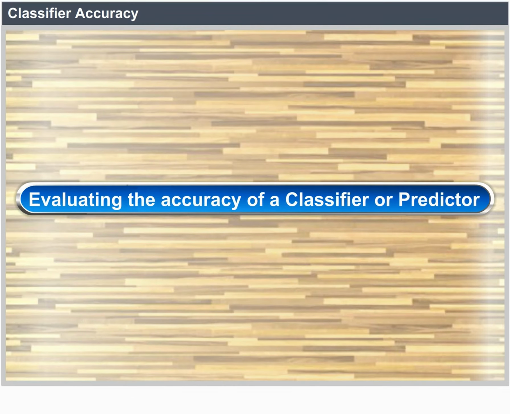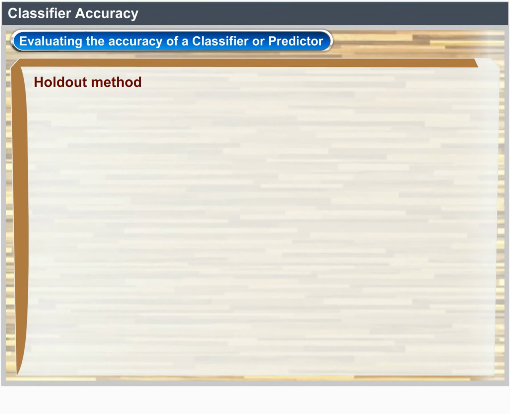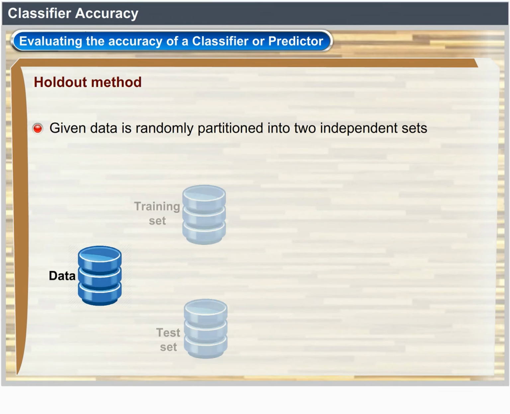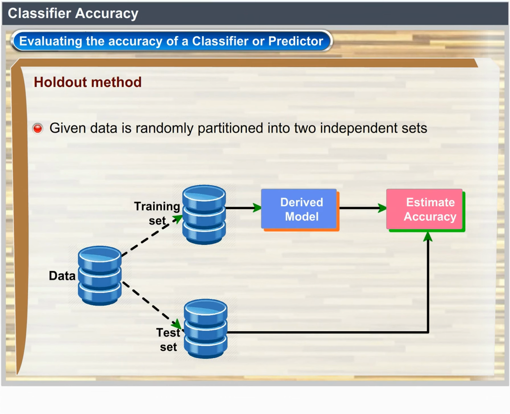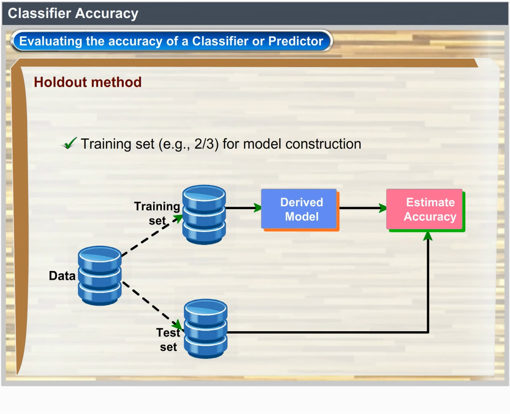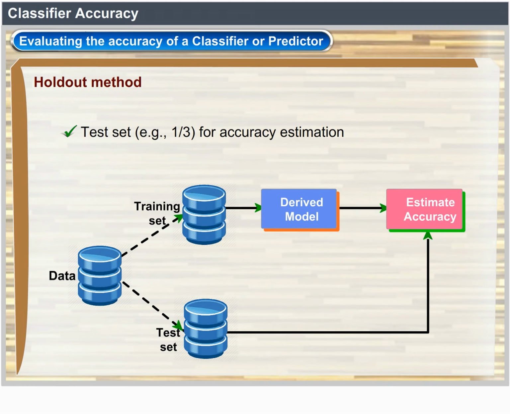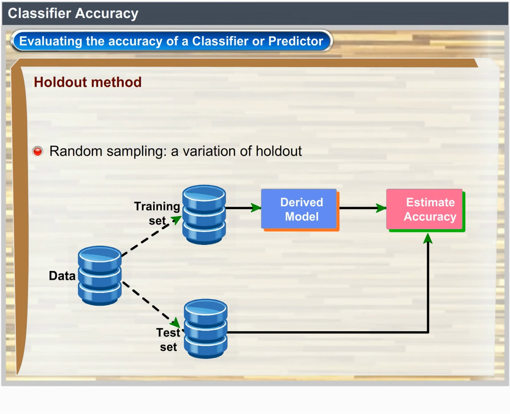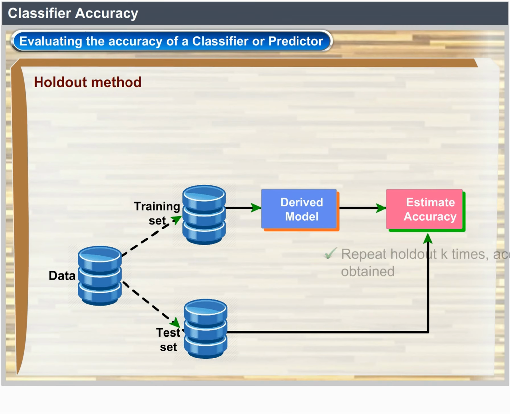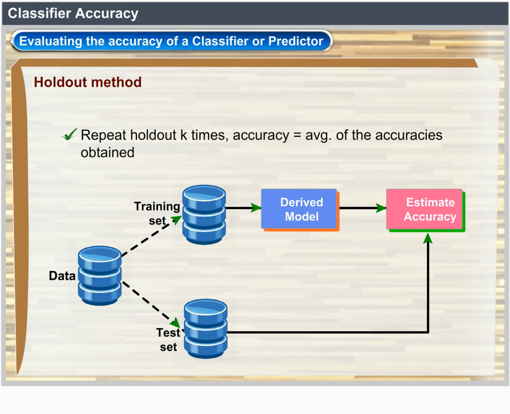Evaluating the accuracy of a classifier or predictor. Hold-out method: given data is randomly partitioned into two independent sets. Training set, typically two-thirds, for model construction. Test set, typically one-third, for accuracy estimation. Random sampling, a variation of holdout: repeat holdout k times, accuracy equals average of the accuracies obtained.